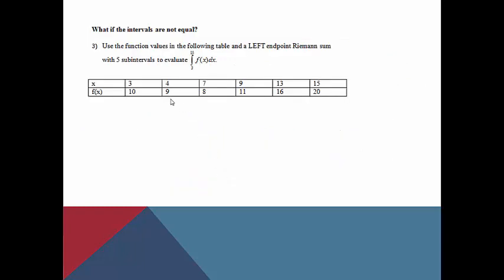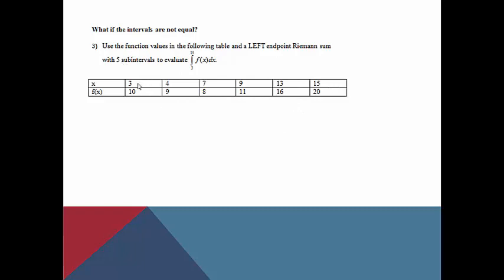All right, we're going to do one more problem, and that's what if the intervals are not equal? So notice in all those other ones, we had equal subintervals. So what we're going to do in this one, it says to use the function values in the following table and a left endpoint Riemann sum with 5 subintervals to evaluate the integral from 3 to 15 of our function. Notice we're not given what the function is, we're just given a table. And we want 5 subintervals.